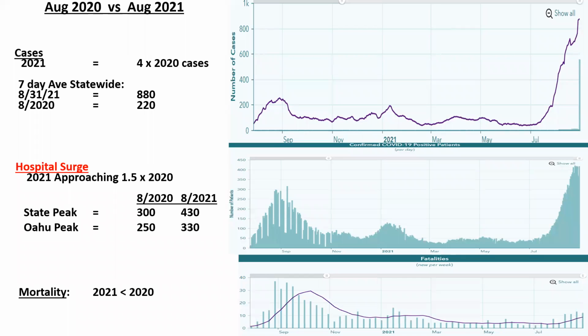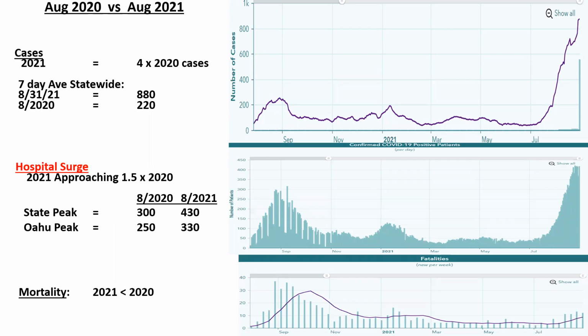Now hospitals, COVID hospitalizations. Last August we were at 300 for the state. This year we're at 430 as of today, ballpark 430. So it's up almost 1.5 times what it was a year ago. For Oahu, we had 250 in the hospital last year and we have 330 today. So it looks like it's approaching about 1.5 times 2020. So the good news is, even though the cases are fourfold, the hospitalizations are not fourfold. And then mortality, the bottom slide, so far we're below where we were last year.